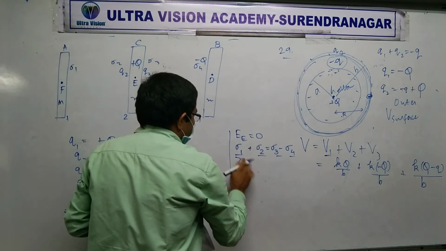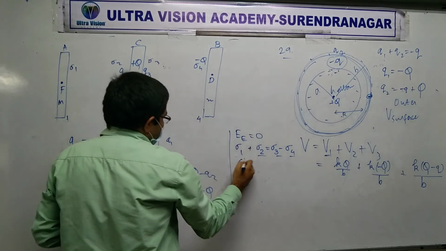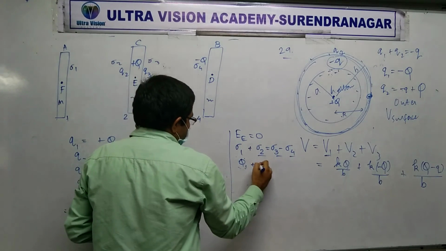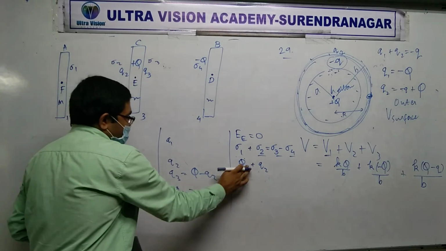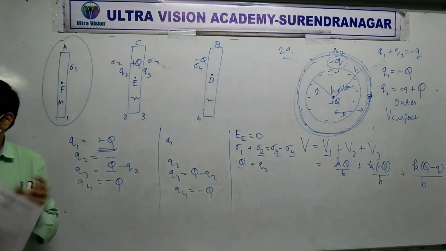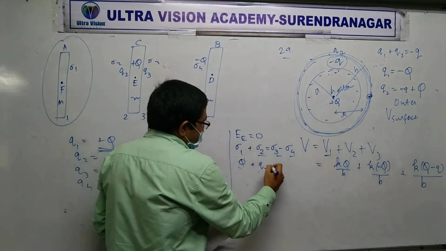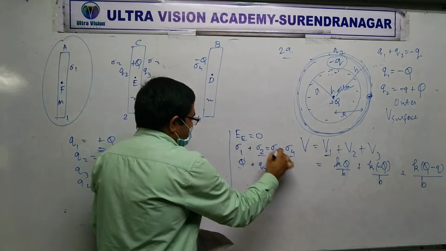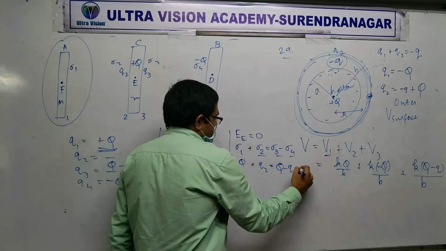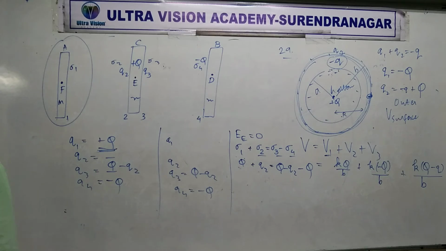Okay. So, what do we get here? Sigma 1 can be written as q by A, but the area is the same for all, so q1 plus small q. Here it is only q because this total charge will always remain q. Clear or not clear? This total charge will always remain q. So q plus q2 equal to q3, but here instead of q3 we will write q minus q, and then here there is minus q. Why? That surface charge density is q.